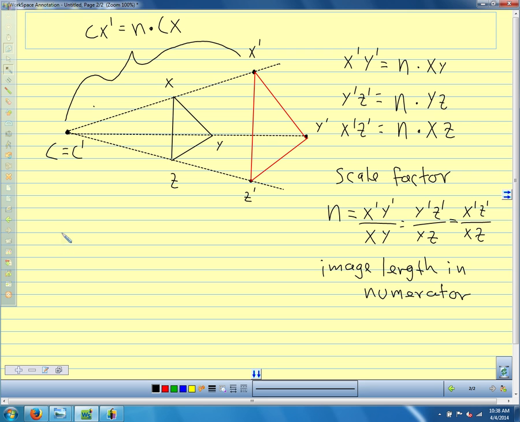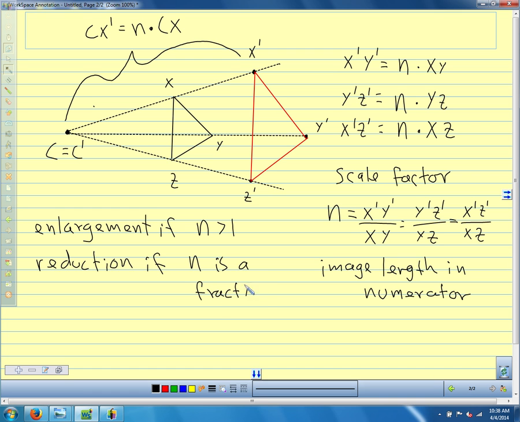All right, we call it a dilation, and it is an enlargement if n is bigger than 1. So we're making our image bigger. We're making it 1.5 times bigger, or 5 times bigger. We call it a reduction if n is a fraction. So if we're talking about 1/2, 1/3, 0.7, 0.02, some kind of fraction, then we get a reduction.